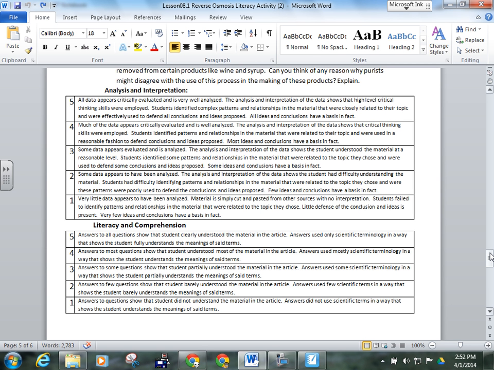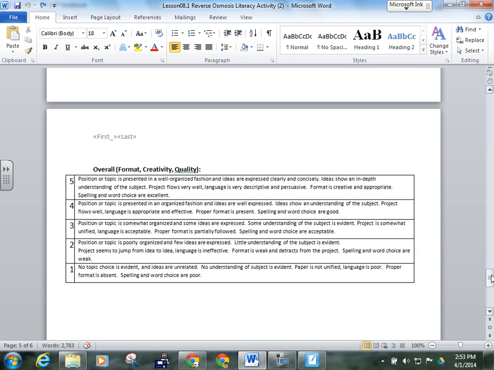For the literacy and comprehension, answers to all questions should show that the student understood the material in the article, and answers should use scientific terminology in a way that shows the student fully understands the meanings of those terms. This is why we went over the words you didn't understand. Now that you know what they mean, can you use them in your answers? We should see those words used as explanations for your answers. And lastly, overall, it's basically the same as in your toxin project. I'm looking for how well you put all this together. Questions on that?